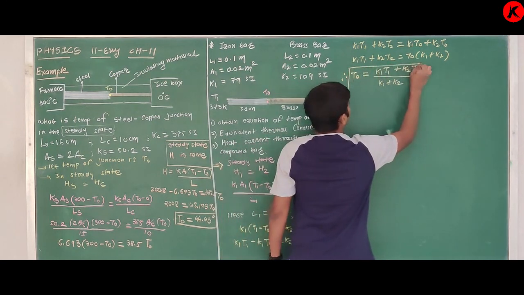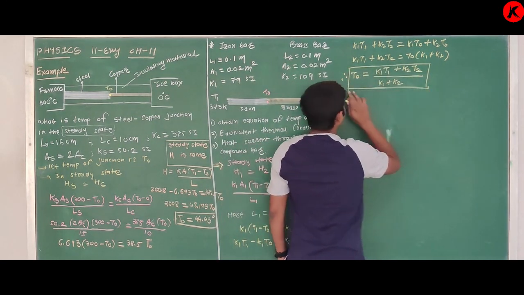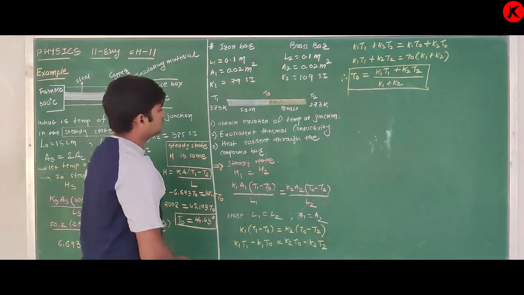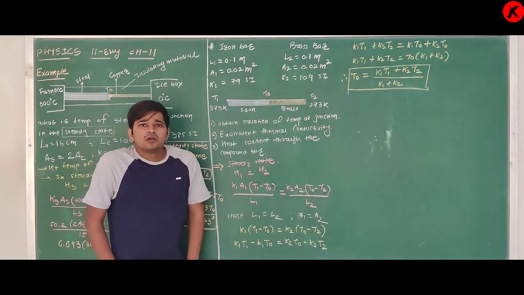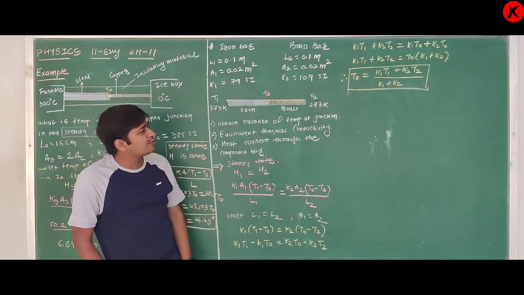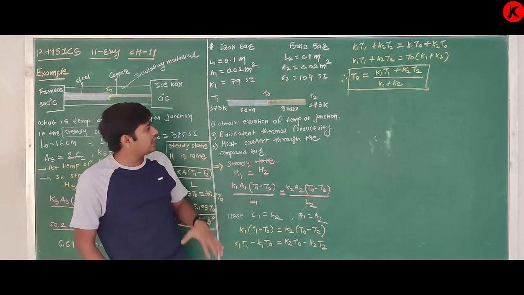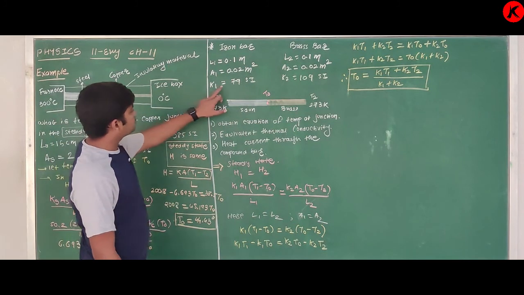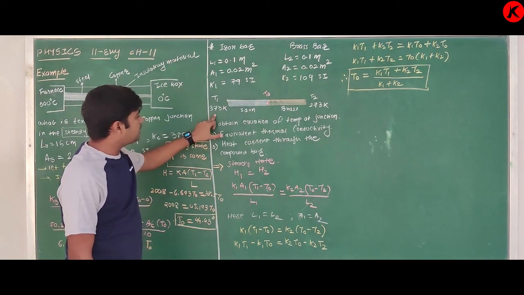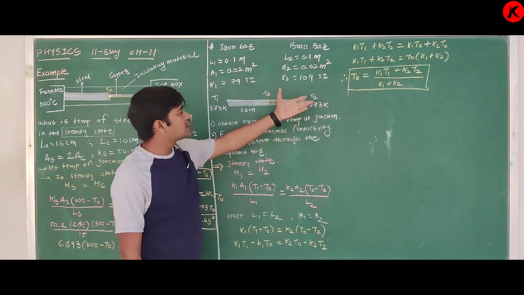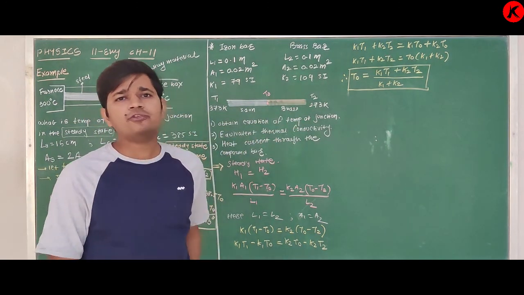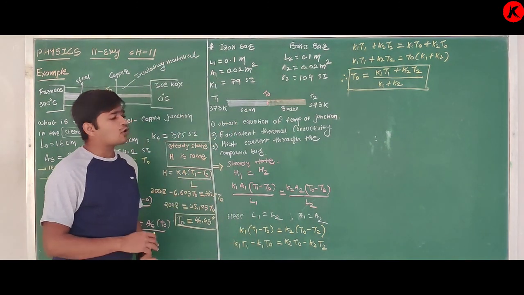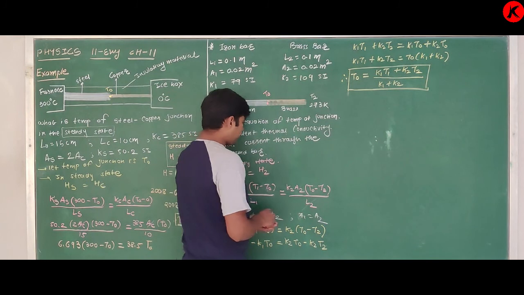So this is the equation of temperature at the junction. Clear? You have to remember this equation for this question particularly. If you want its value, put K1, T1, K2, T2 divided by K1 plus K2, and you can easily find it. We will find the values at last. First of all, we will derive all the equations. Okay, how to obtain the second equation?